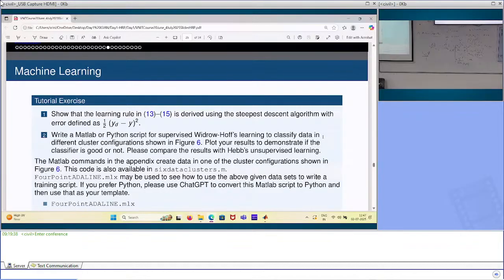So write the function: yd minus y, whose value you know, then take the derivative. It's a straightforward task, absolutely straightforward.